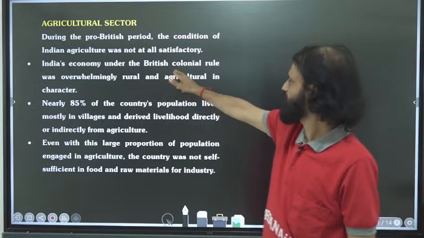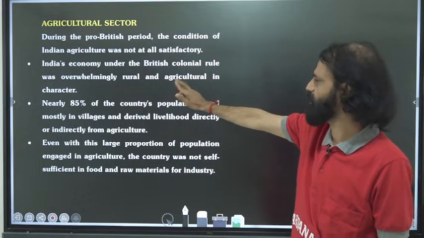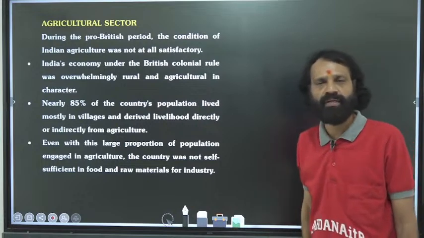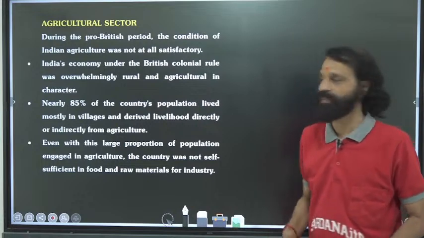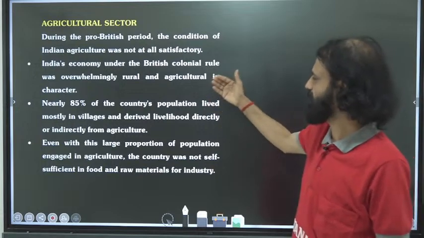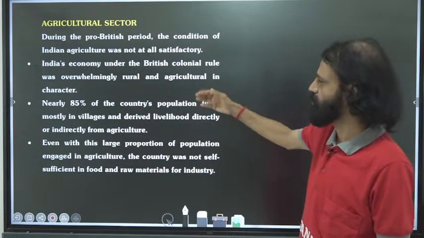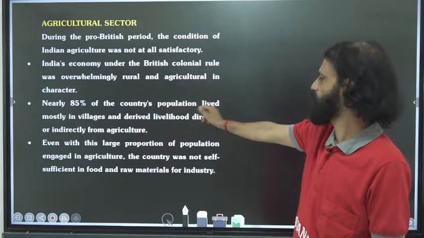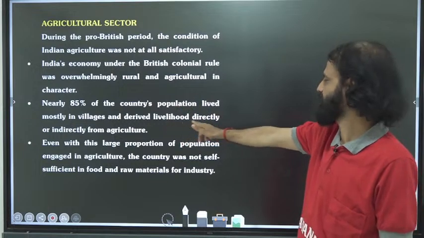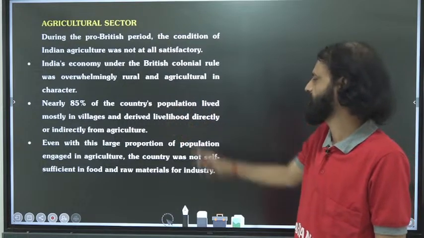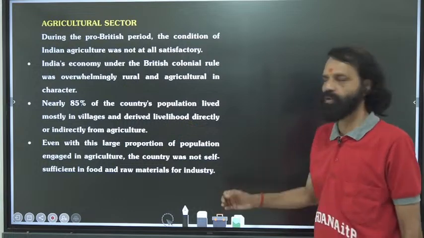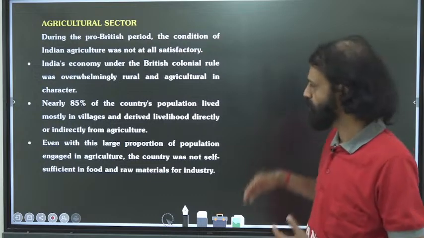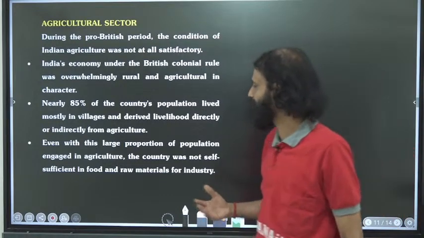India's economy under British colonial rule was overwhelmingly rural and agricultural in character. At that time, more people were engaged in agricultural activities. Nearly 85% of the country's population lived mostly in villages and derived their livelihood directly or indirectly from agriculture. So more people were working in the field of agriculture.